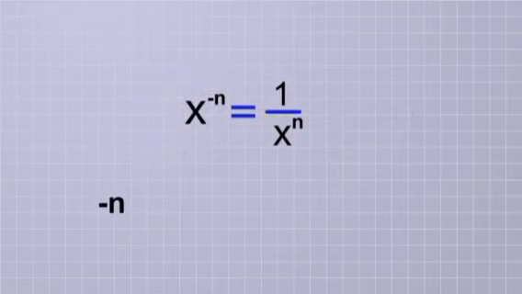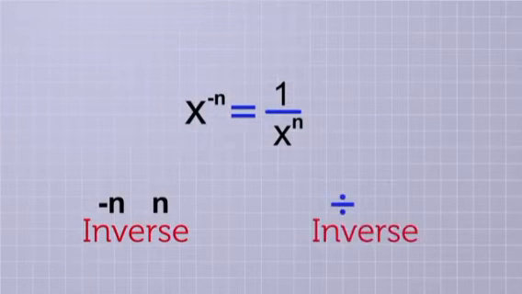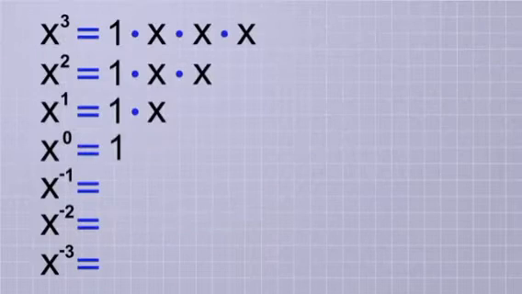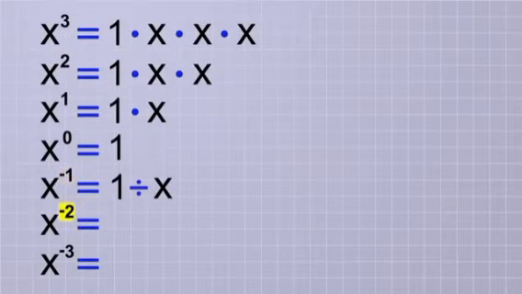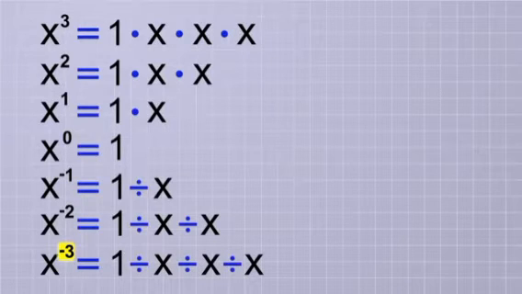A negative number is the inverse of its positive counterpart. And division is the inverse operation of multiplication, right? So a negative exponent is basically repeated division. X to the -1 would be 1 divided by x. X to the -2 would be 1 divided by x divided by x. X to the -3 would be 1 divided by x divided by x divided by x, and so on.